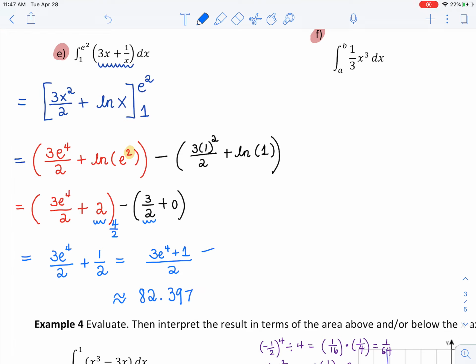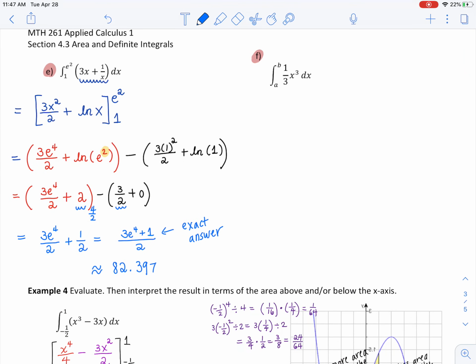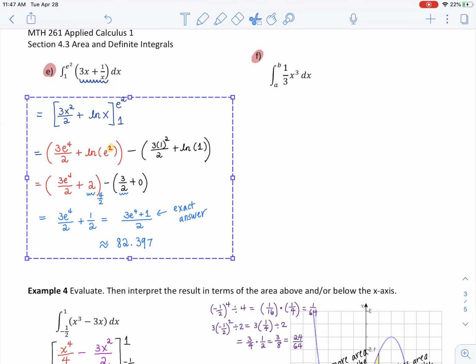But the answer for E is 82.397. But this is the exact answer, right? This is the exact answer. And what we got down there is just a decimal approximation. All right, let me do one more so that you can go and do the homework problems.